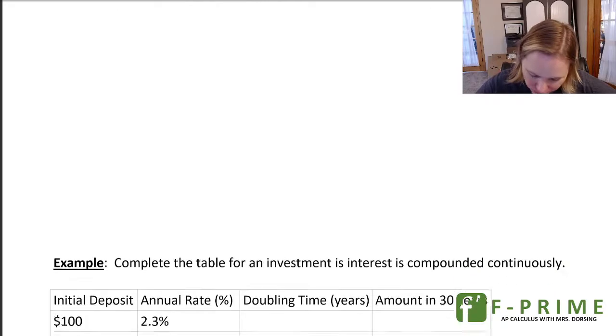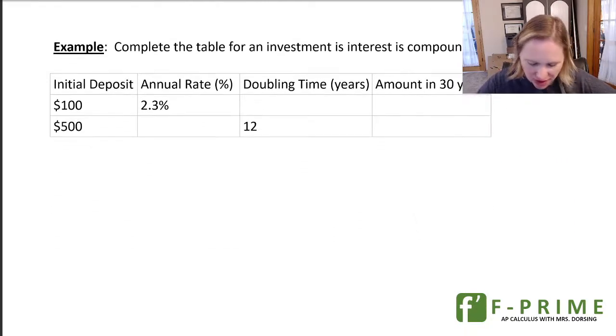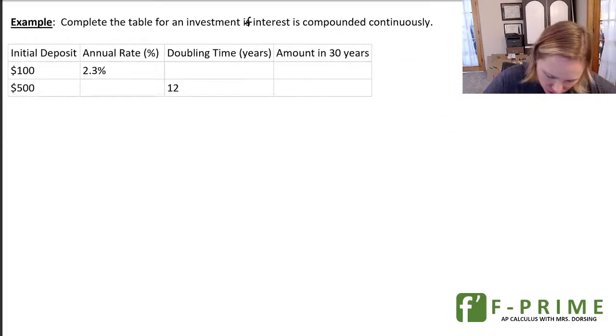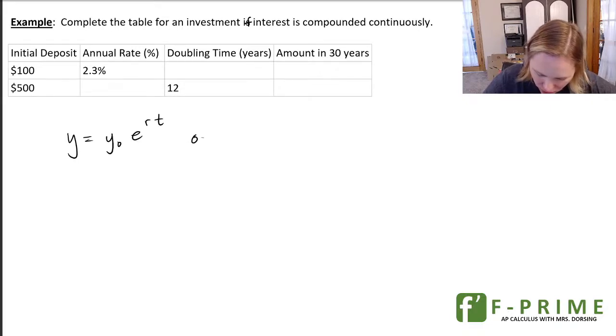So moving on, let's do a little bit of an example here where we have to use our equations from above. Complete the table for the investment if interest is compounded continuously. So let's take a look. Remember, continuous, we like that Pert equation. So we can write it in a number of ways, right? P e to the rt, or e to the rt.